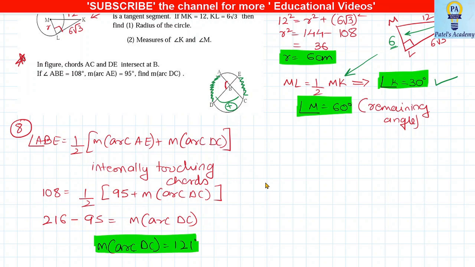Yes, so now what to do? Just write this property, that the measure of the angle is nothing but half of the sum of the two arcs. Here they have given angle AB. Now see, students, again have a look at the figure. I'll just erase this. Now this property also works this way. See this, this is the angle given. So what are the two arcs? Arcs AE and arc DC.